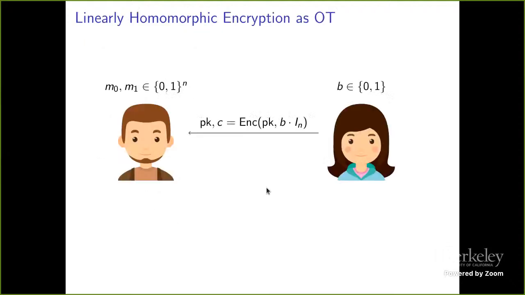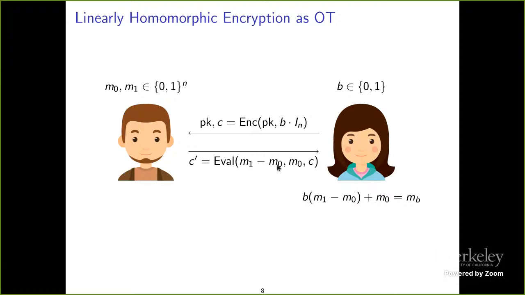Now, using this, we want to construct a linear oblivious transfer protocol. And this seems pretty easy. You just take the choice bit B, multiply an identity matrix by it, encrypt it, and send the ciphertext and the public key to the sender. The sender can then evaluate an affine function of M1 minus M0 and M0 on the ciphertext, get a new ciphertext C prime, and send this to the receiver. The receiver can simply decrypt it and will get this value, which is exactly MB.